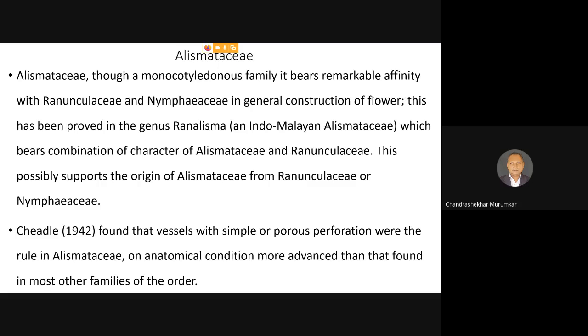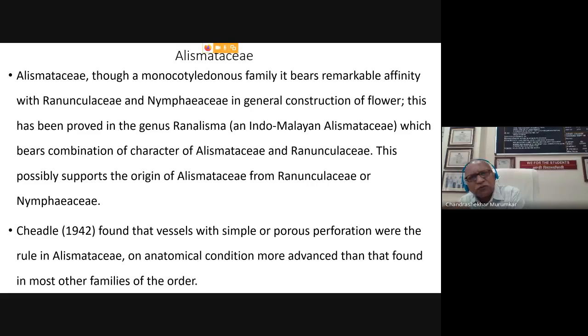Remember that within the order Ranales, there are two very important families which are placed at the beginning. One family is the Magnoliaceae, and another is the Ranunculaceae. As far as the Magnoliaceae is concerned, it has a tree habit, whereas the Ranunculaceae has a completely herbaceous habit. So, Magnoliaceae are the tree forms and Ranunculaceae are the herbaceous forms.